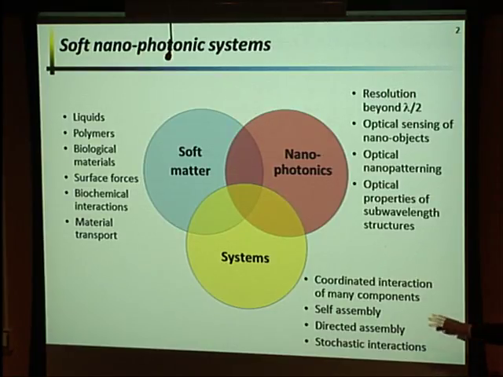Directed assembly is a mixture of self-assembly, but with a little bit more user input. The idea is you can get a more specific structure, although you might sacrifice a little bit in terms of throughput. And then stochastic interactions, which look at the probabilistic interactions of these types of components and have to do with things such as kinetics and thermodynamics, these sorts of areas.